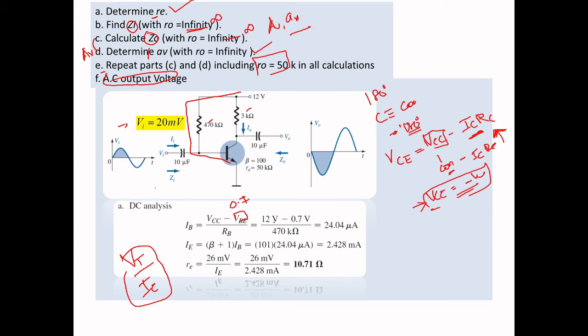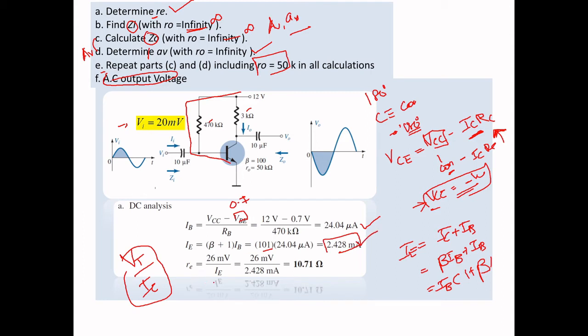So substitute here 12 minus 0.7 divided by your RB value. You will get 24.04 microamps. Now you want to find IE. What is the formula for IE? IE is nothing but IC plus IB. What is the IC? Beta times IB plus IB. You take IB common, you get IB into 1 plus beta. Here is the formula written. So beta plus 1, that is 101, into your IB current, you will get 2.428 milliamps.